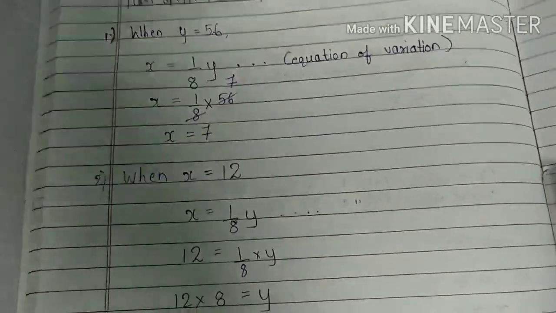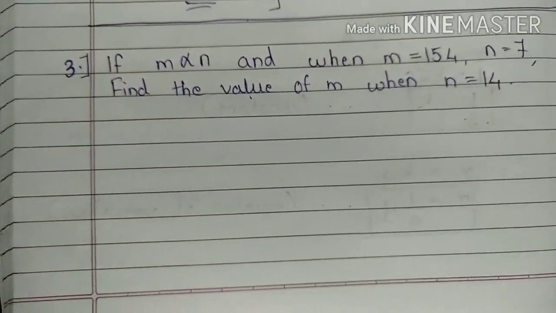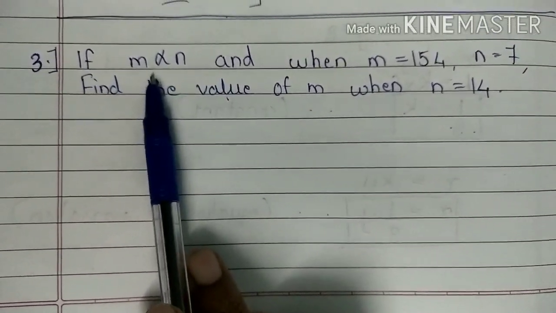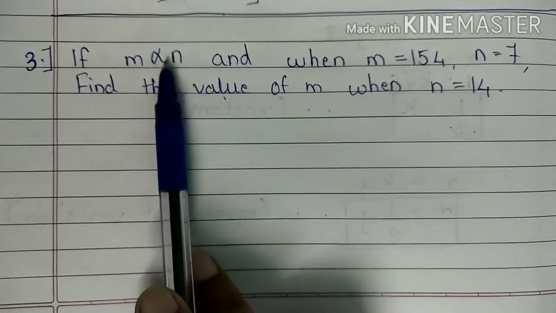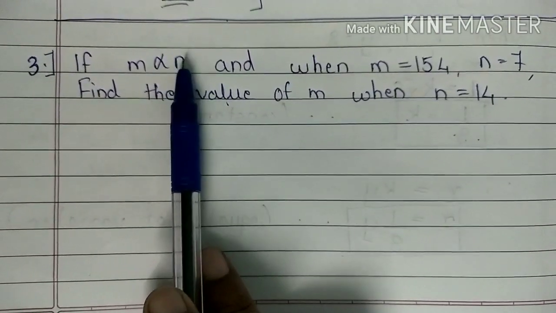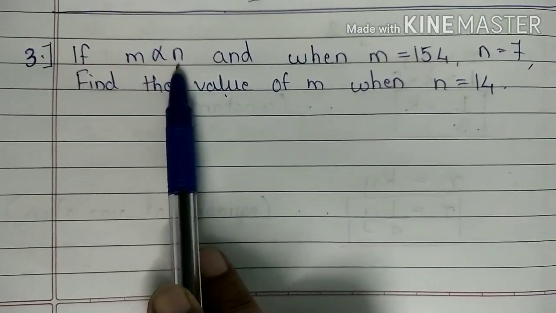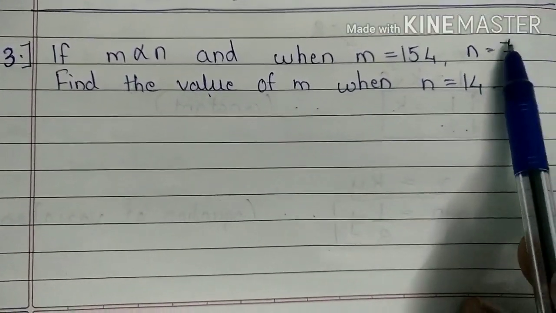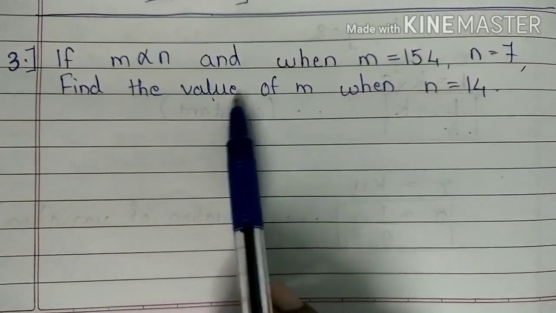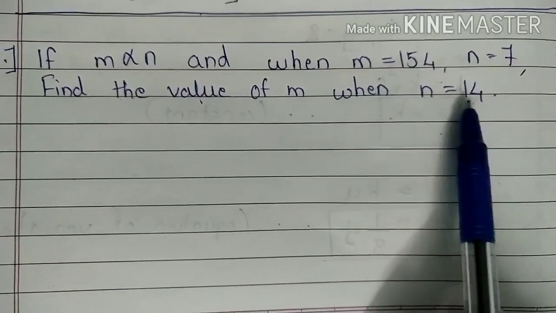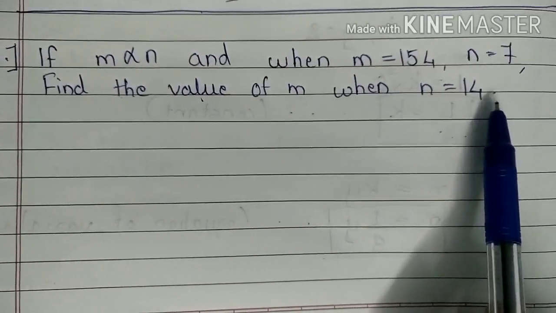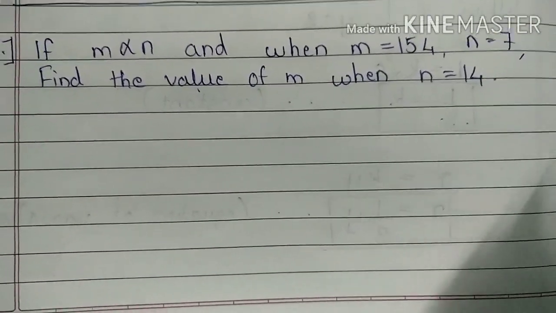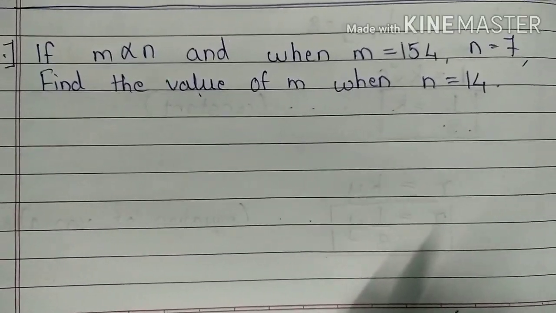This is the third sum that we are going to solve. The question given here is, if m varies directly as n, and when m is given as 154 and n is given as 7, find the value of m when n is equal to 14. All the steps are one and the same. For all the sums you have to do the same steps that I'll be showing right now.